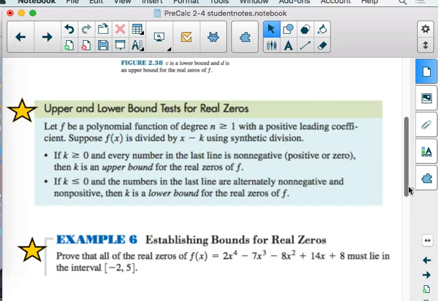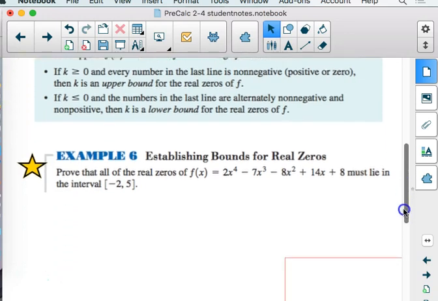If k is less than or equal to 0, so you're trying to find that lower bound, and the numbers in the last line are alternating, non-negative and non-positive. Again, what they're saying is 0 counts as both. So it should go positive, negative, positive, negative, positive, negative, where 0 gets to count as both negative and positive. Then you found the lower bound. So upper bound, all positives. Lower bound, alternating signs, where 0 gets to count as both.